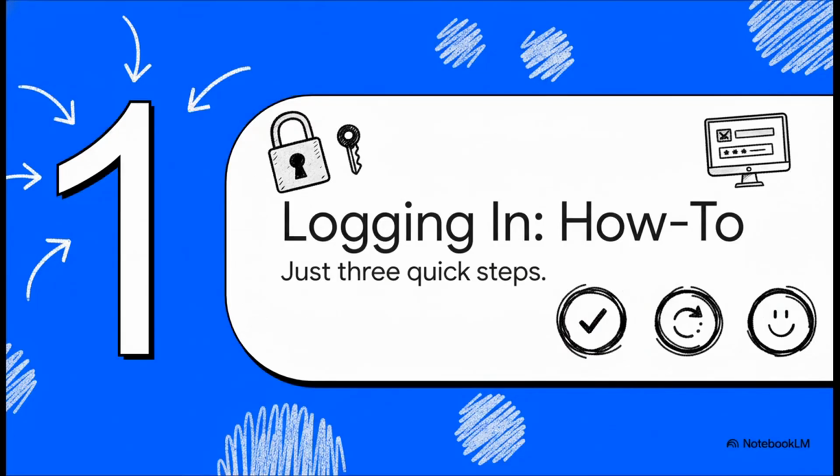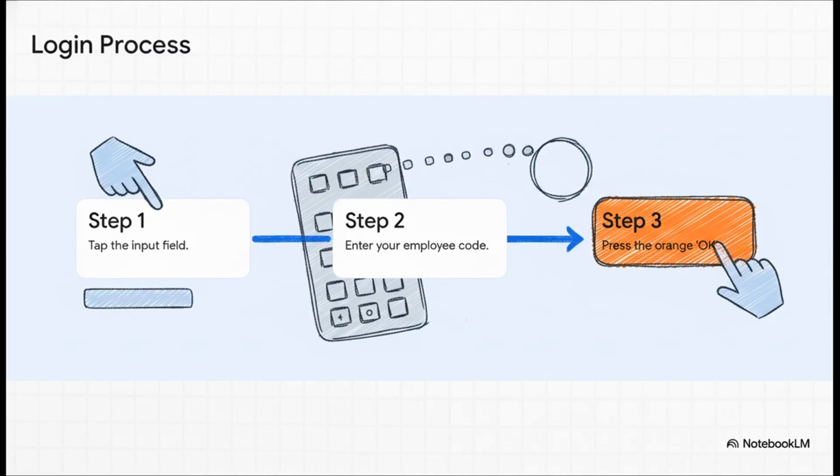You know, the login process is super straightforward. Let's break it down into 3 really simple steps. It's a piece of cake. Okay, first thing you're going to do is tap that empty field right under Enter Employee Code. A keypad will pop right up. Go ahead and punch in your unique code. Once you've got it in there, just hit that bright orange OK button, and you are on your way.